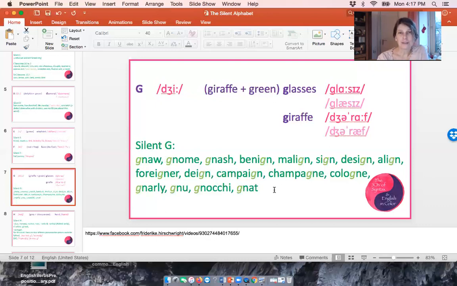Okay, now in green, I offer a list of words that are spelled with the letter G, but where the G does not come into play at all when we pronounce the words. Okay, so here we go. I'll just read the words, and if you don't know them, please look them up in the Merriam-Webster's Learner's or the Oxford Learner's dictionaries. Silent G words: gnaw, gnome, gnash, benign, malign, sign, design, align, foreigner, Dane, campaign, champagne, cologne, gnarly, knocky, gnat. I used American pronunciation of these words, but in both languages, the G is mute.